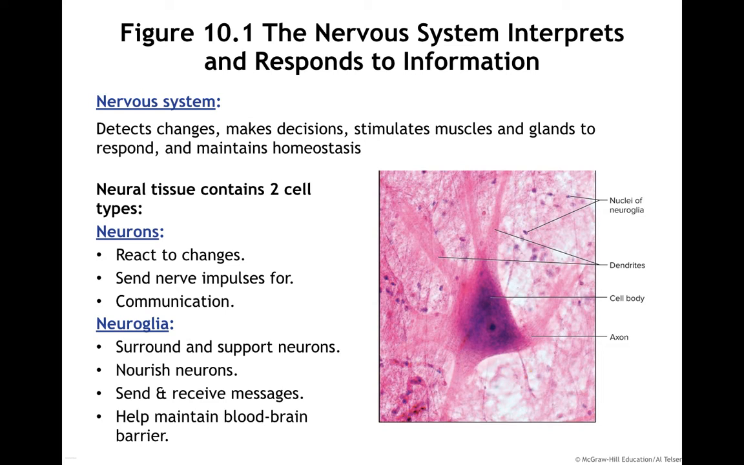They are going to surround and support. They help to nourish the neuron. They help to keep the environment that the neuron is in at an even tighter range of tolerance than plasma, for example. And they help to maintain the blood-brain barrier within the central nervous system.